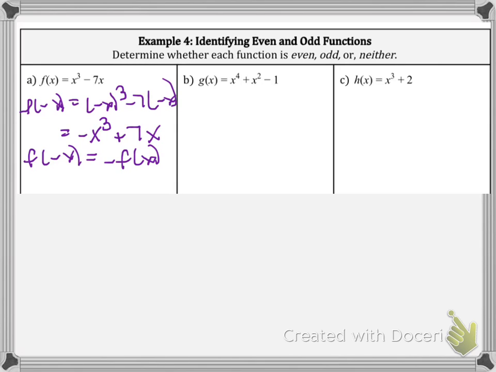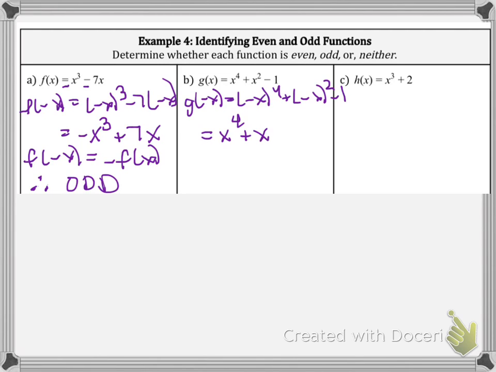So that's true because the signs change, right? This is positive, this is negative. So it changed to now this is negative and this is positive, right? They're all opposite signs. So therefore, this first example is odd. Let's try the next example. We plug in g of negative x: negative x raised to the 4th power plus negative x squared minus 1. So we would get positive x to the 4th, a positive x squared, and then a negative 1 here.